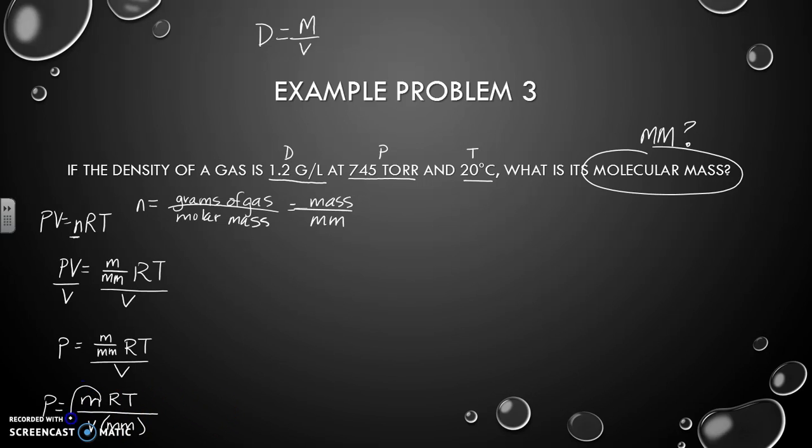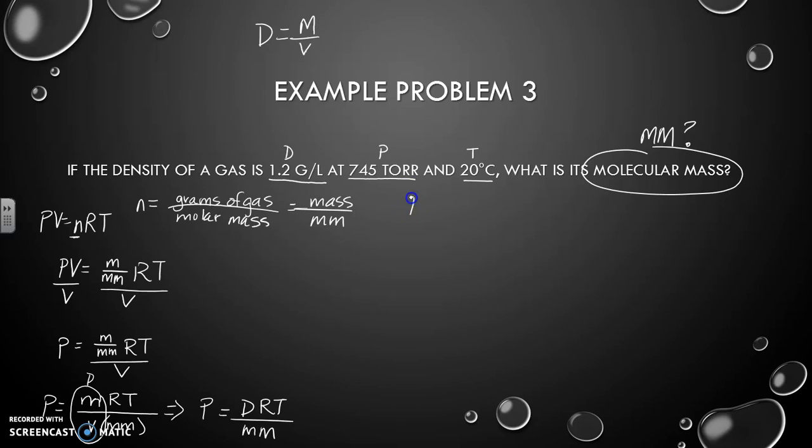Okay. Oh, look, there's density. So we can just plug in density there, right? All right, so P is equal to density times R times T over molecular mass, or molar mass, same thing. So we can actually use this equation. All I did was derive it just now by plugging in things that we already know. So we can use this equation right here to solve for our molecular mass.